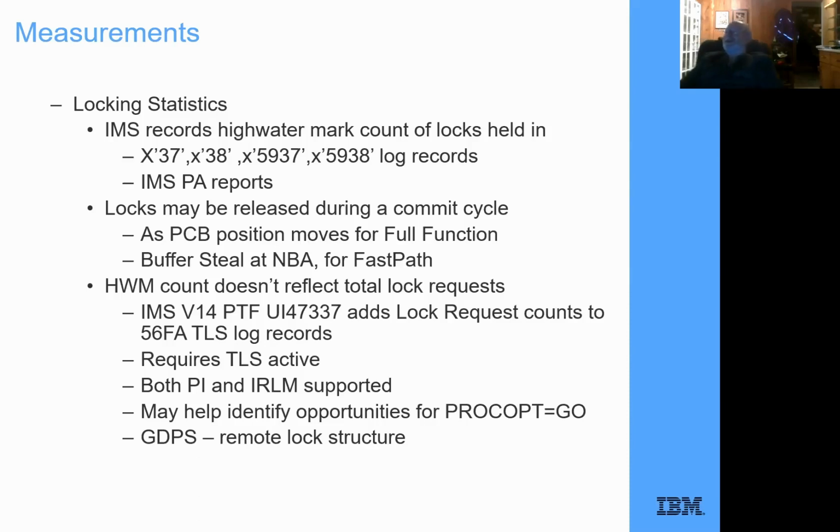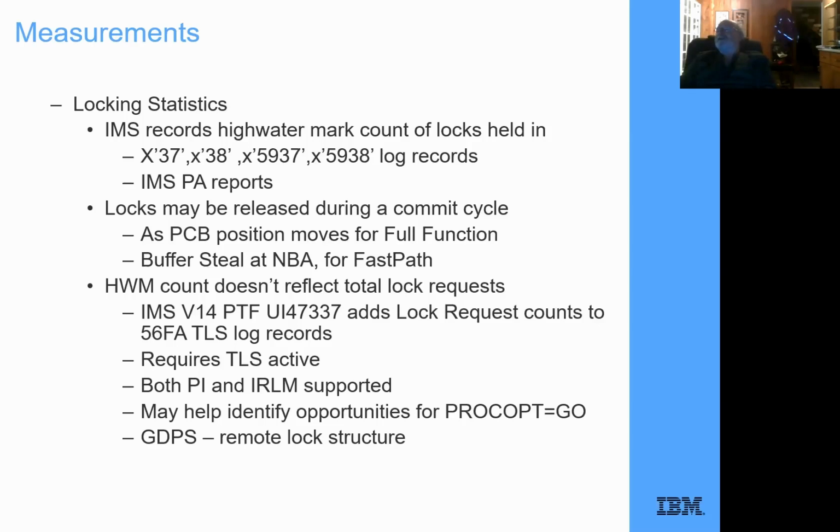The high watermark count is not the same as the number of lock requests made, because locks can get released during a commit cycle. As PCB position moves forward for full function, locks on unaltered data can get released. For Fast Path, when you hit NBA and buffer steals are invoked, locks on unaltered buffers are released. So the high watermark count doesn't reflect total lock requests.